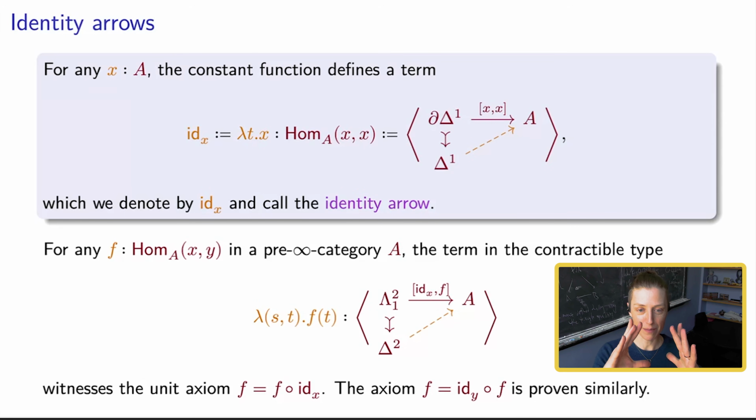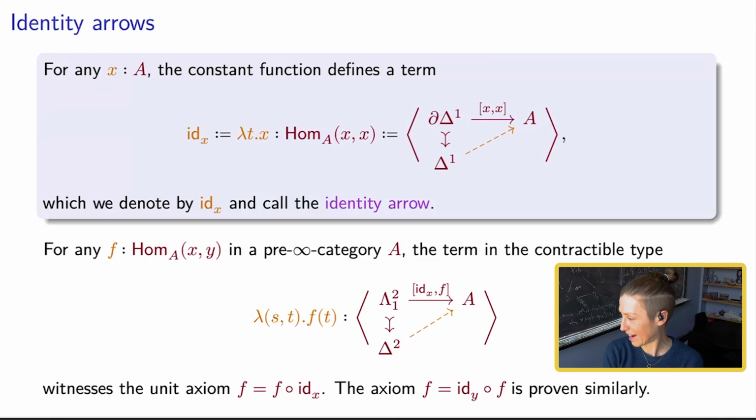So essentially by taking my 2 simplex that is embedded into a 2-dimensional square, and if I project away one of the dimensions, so either the first dimension or the second dimension, depending on which identity axiom I'm looking for, that defines a function so that on one boundary edge of the 2 simplex, I have an identity arrow, and on the other 2 boundary edges, I have a given arrow F. And that then is a witness to this axiom that F is equal to F composed with the identity at X, and F is equal to the identity at Y composed with F.